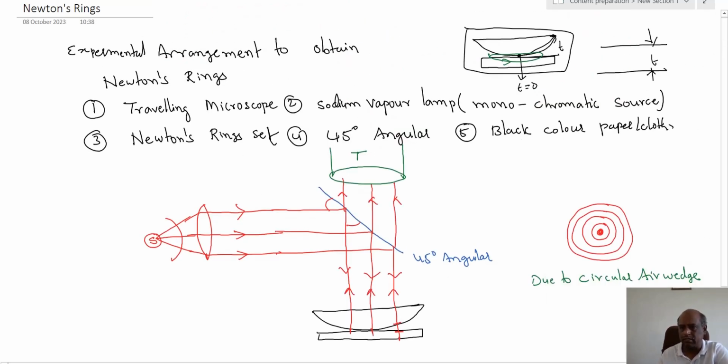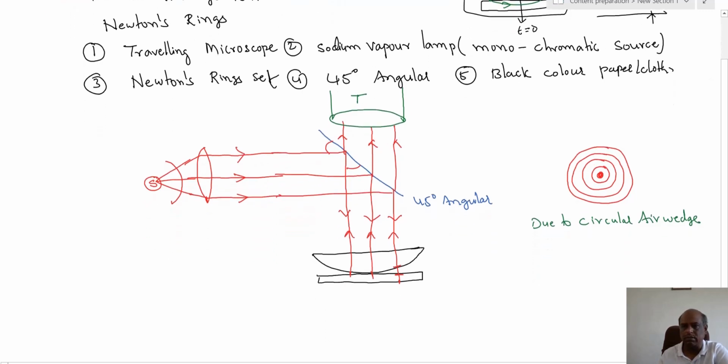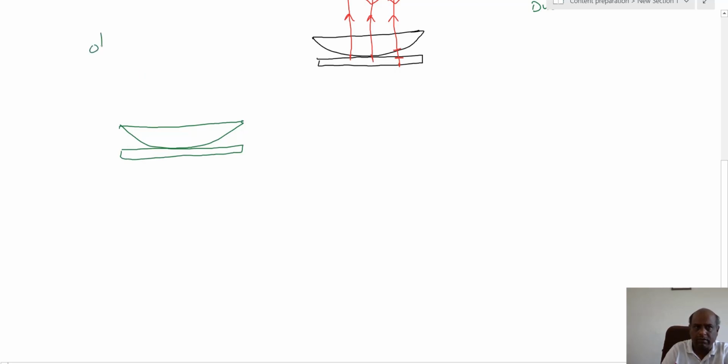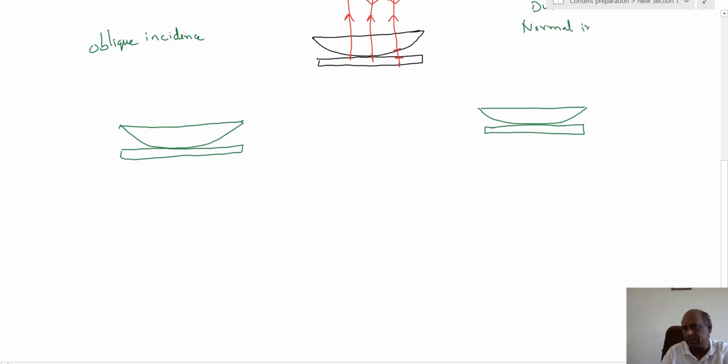Coming to the second thing, I told you Newton's ring is also similar to the concept of thin films. So let us try to understand how the phenomenon of interference occurs in these Newton's rings. This is the plano convex lens, and this is our plane glass plate. Let me show you first of all oblique incidence. Later we will discuss normal incidence.